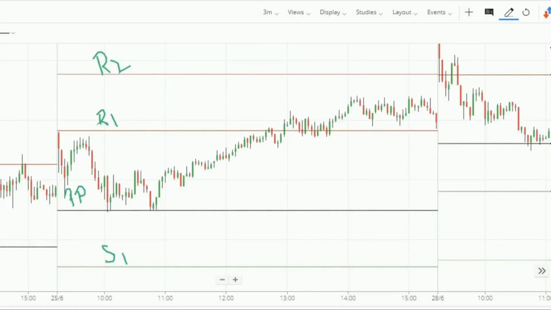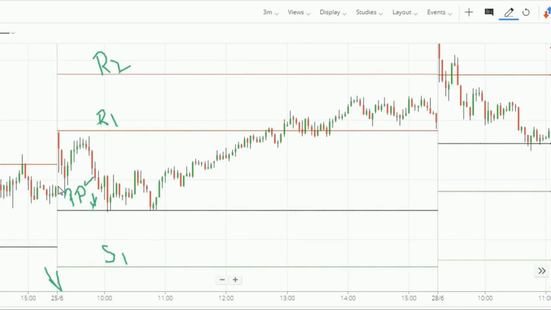So there is another live example I'm showing you. I have put all the three situations here in this chart. I have taken the example of 25th June. Now this is a pivot point. Here is support 1, here is resistance 1 and resistance 2.